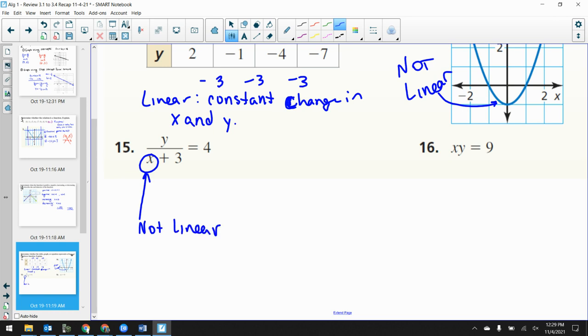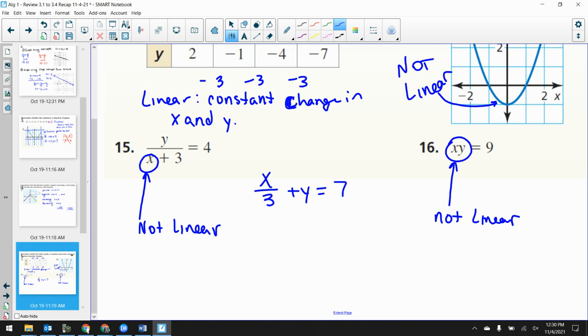Be careful if you say there's division, because is that linear? Yes, because even though there is division, I'm just dividing by a number. What can't I have happen? Dividing by what? Dividing by x or y. Okay, why is 16 not linear? Because you're multiplying two variables. So that makes it not linear. You cannot divide or multiply variables together.